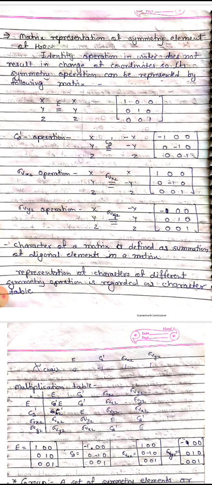Therefore, the matrix that is represented for identity, in this matrix diagonal elements are unity. 1 1 1. It is three dimensional. It is a 3 by 3 matrix. It is a unit matrix in which diagonal elements are unity 1 and non-diagonal elements are 0.